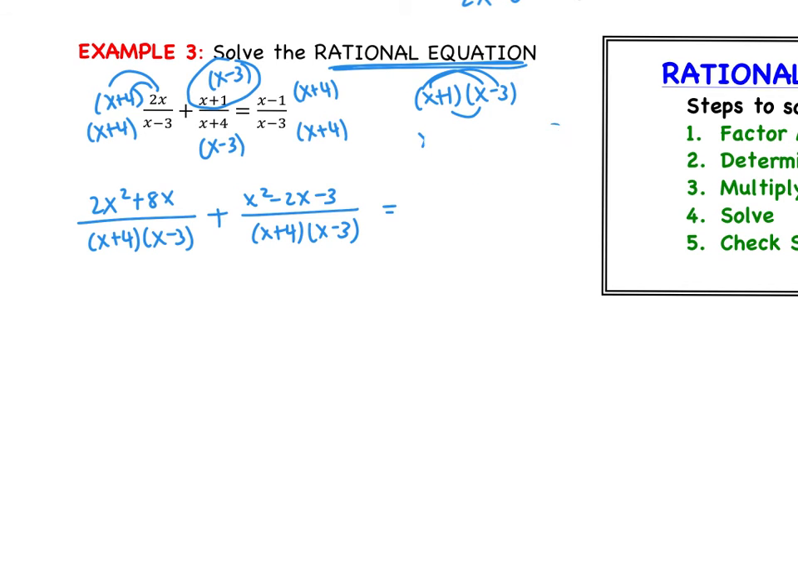I'm going to erase that just because I didn't give myself a lot of room. Last fraction has an x plus 4 and an x minus 3. I need to multiply the numerators. Are you all okay if I just tell you what we get without showing you the work? Okay, you end up getting x squared plus 3x minus 4.